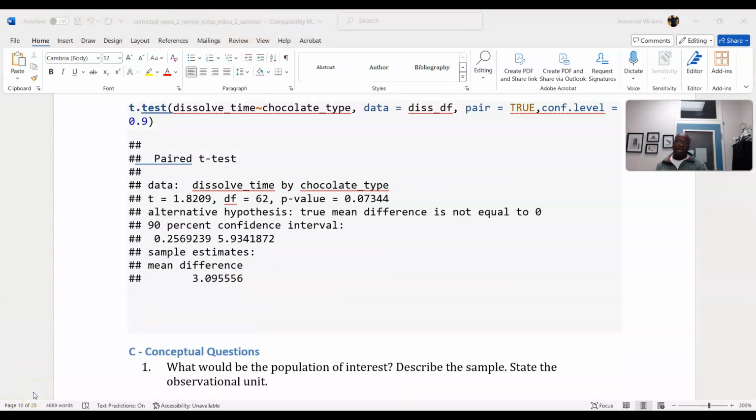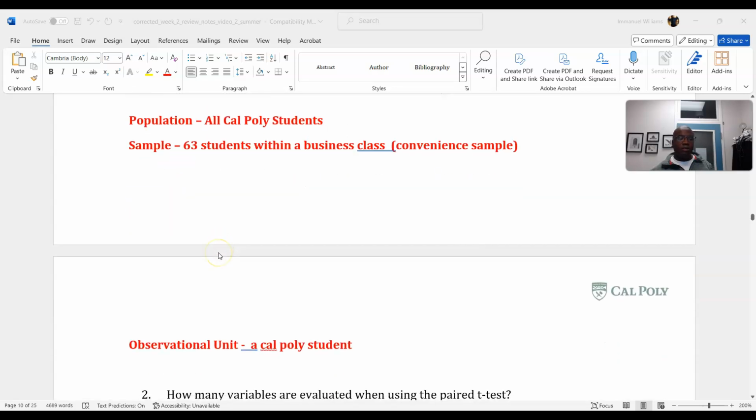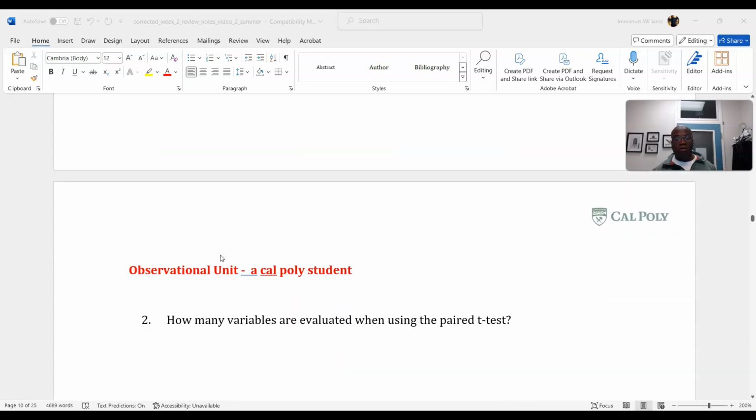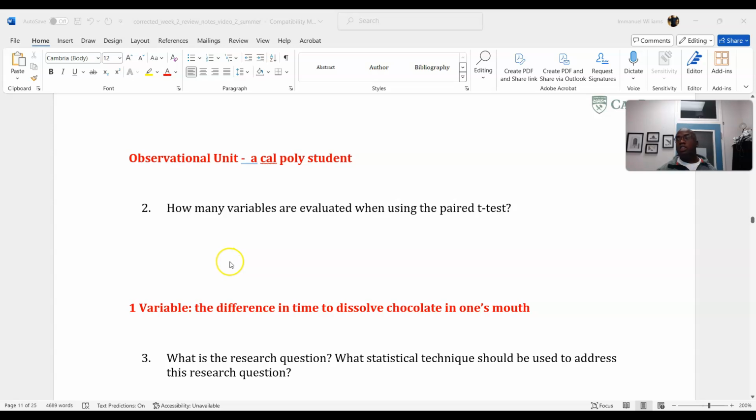All right, so shall we begin? Yes, we shall. So what would the population, sample size and observation unit be? The population will be all Cal Poly students. The sample size will be 63 business students. And then the observation unit is going to be a Cal Poly student, okay? Boom. How many variables? Don't say 2. Just 1. We're only analyzing 1, which is going to be the difference in time to dissolve the chocolate in one's mouth.